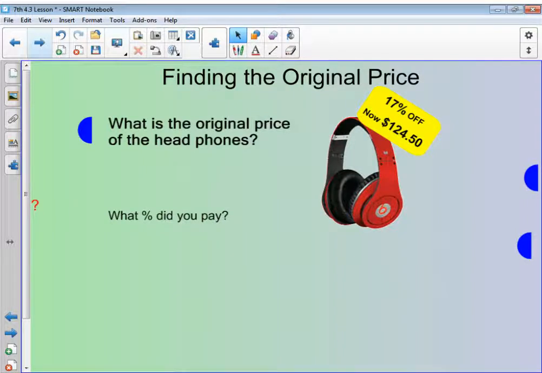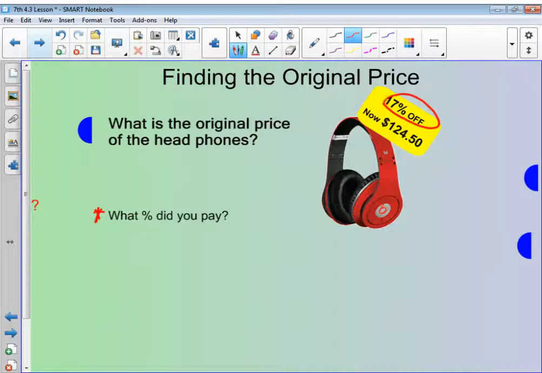What percent did you pay? So I'm putting that extra question in there, but this is a question that you're going to have to ask yourself. So it says we get 17% off. That's a decrease, right? So we're going to take 17% off of 100. So we're going to take 100 minus 17, which is going to give us 83%.